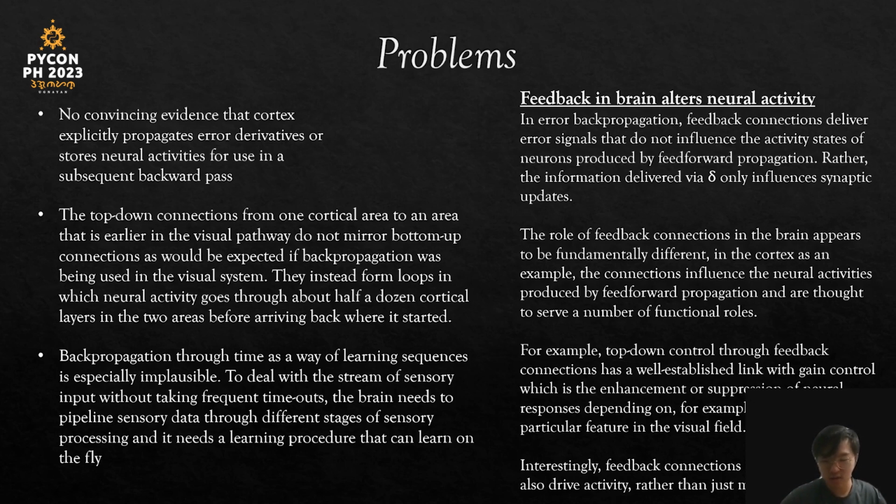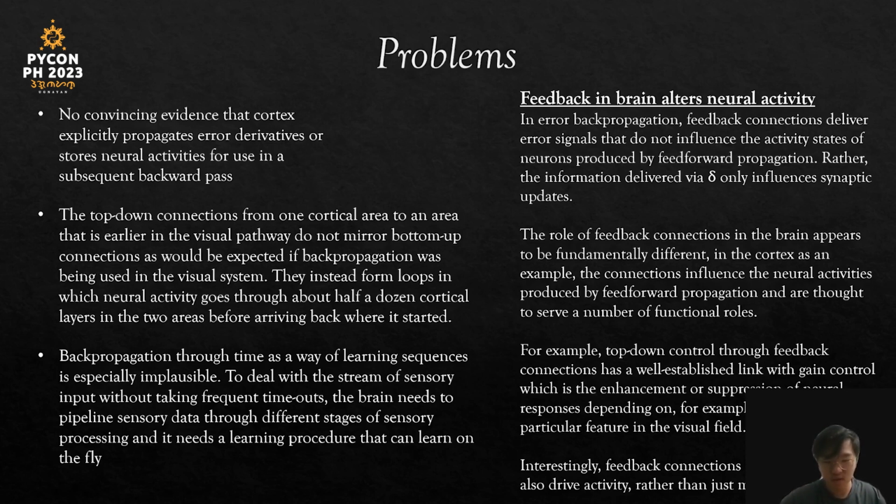However, in our brain, the role of feedback connections is different. For example, in the cortex, the connections influence neural activities produced by forward propagation and serve a number of functional roles. For example, top-down control through feedback connections has a well-established link with gain control, which is the enhancement or suppression of neural responses, depending on, for example, attention to a particular feature in the visual field. Feedback connections in the cortex can even drive activity rather than just modulate or enable it.